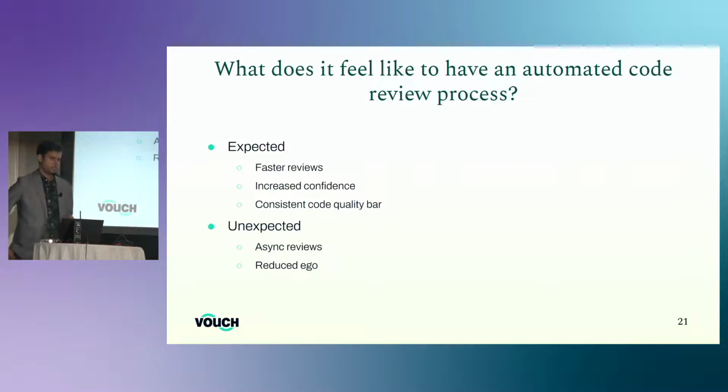So here I'll basically talk about what it feels like to have an automated code review process, because I can show it to you, but it just wouldn't work, because ultimately a lot of this is something you have to feel, especially if you haven't experienced what a streamlined code review process looks like. There's a few things that I expected: faster reviews, because of course the computer is way better at checking through a bunch of things than any of us ever will be. Increased confidence, same reason. And the last part I'll spend a bit more time on is a consistent code quality bar.